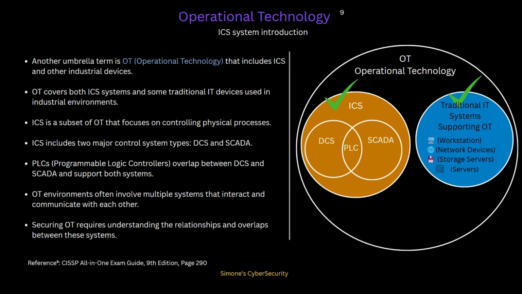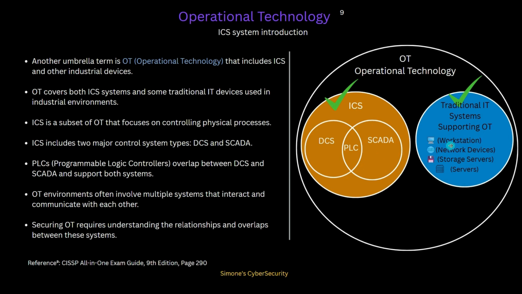So think about it like this: ICS devices rely on traditional IT components like network cables, switches, servers, and workstations. So for example, your SCADA software might be running on a Windows server or Windows workstations.